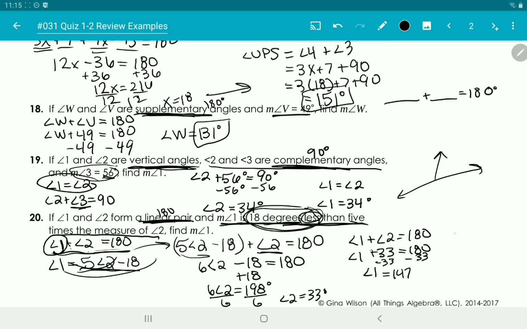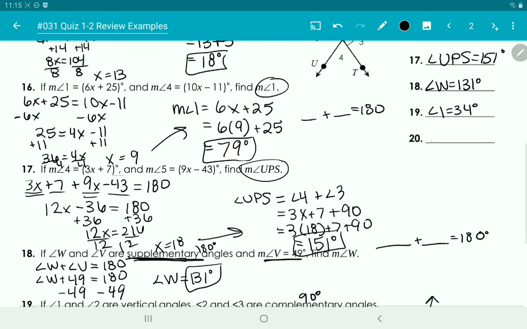Or we can say we know that angle 1 is equal to 5 times angle 2 minus 18, and we can plug in angle 2 again. You're going to get 147 degrees either way. So angle 1 is 147 degrees.